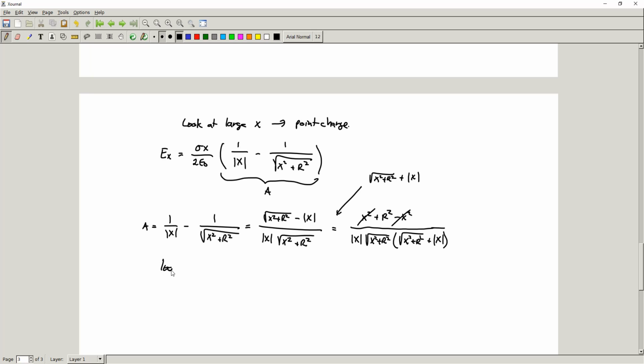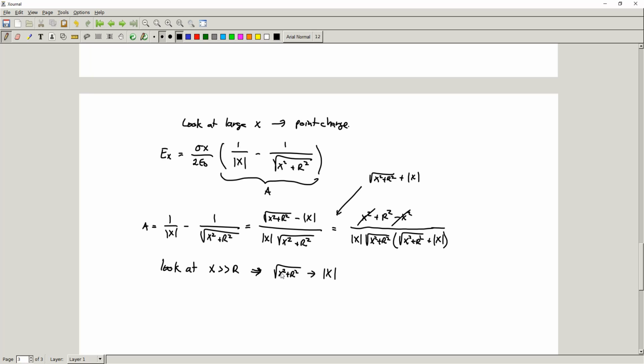So look at x much greater than r, right? What would happen if x was much greater than r? Well, this would imply that all these terms that look like square root of x squared plus r squared are going to go to absolute x, right? Because the r is basically going to 0. It won't contribute much, and we're going to take the square root of x squared. That's just going to give us absolute x, okay?